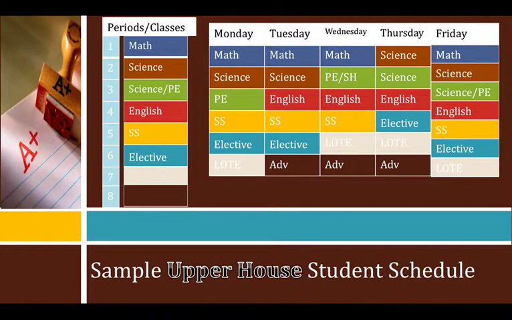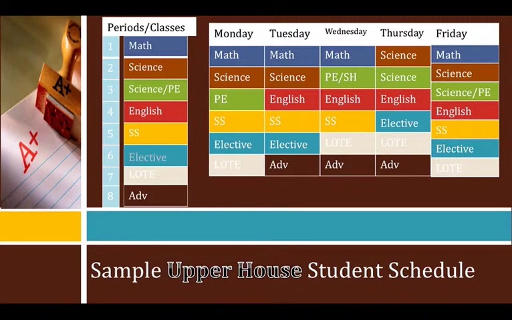Here we will look at a sample upper house student schedule. As you will notice, it is very similar to a lower house student schedule. The main difference being is that an upper house student will have class period 7 and advisement period 8. A lower house student would have had advisement period 7 and class period 8. The two have switched.